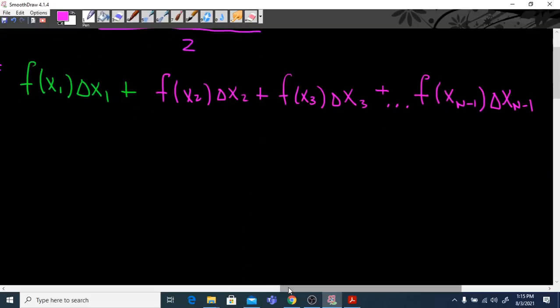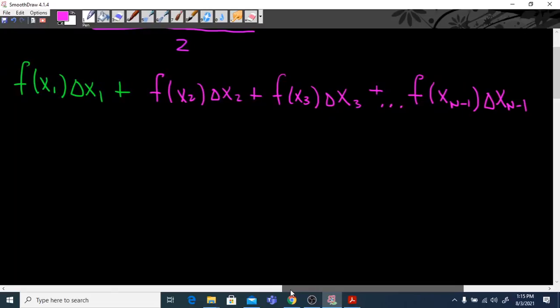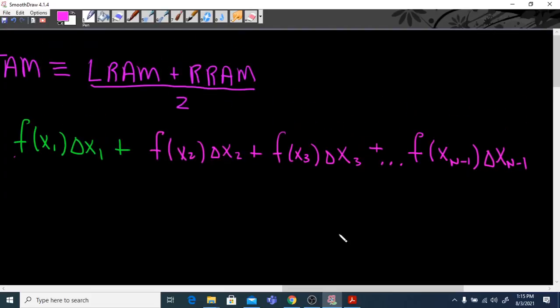And to emphasize that, I'll just stay with it, because I don't want to make it too jumbled. This is the left rectangle part. Now let's think about the right rectangle part.